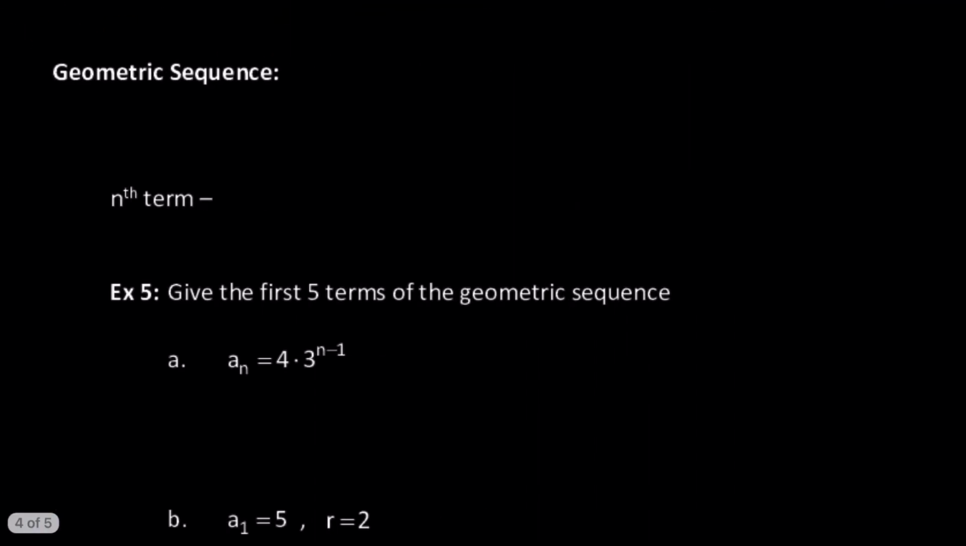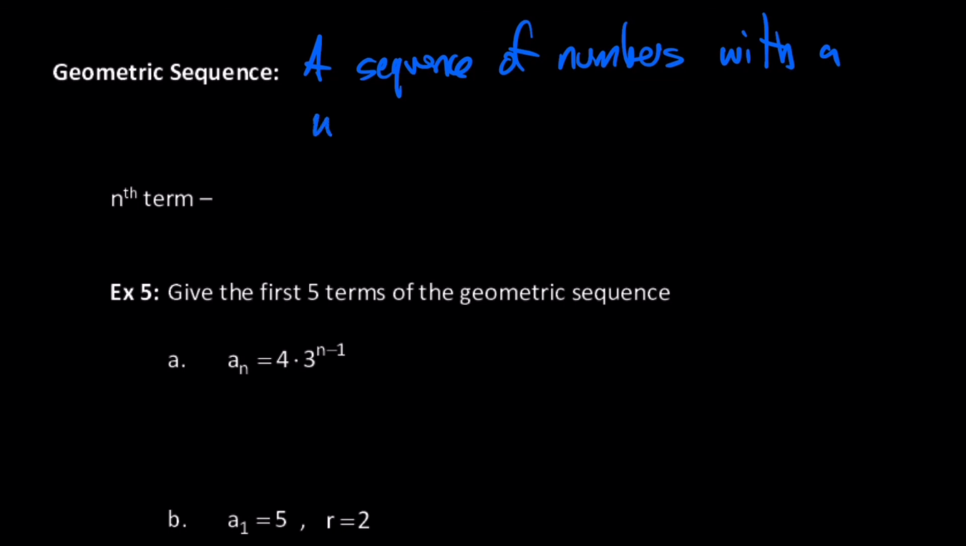Let's talk about geometric. Geometric is a sequence of numbers with a common ratio, and that's denoted with an r. So basically what that means is you're either multiplying or dividing by the same number. We don't really like to consider division, so you're either multiplying by a number greater than 1 or multiplying by a number less than 1 if it's division. For example, if you're dividing by 2, you're really multiplying by 1/2.